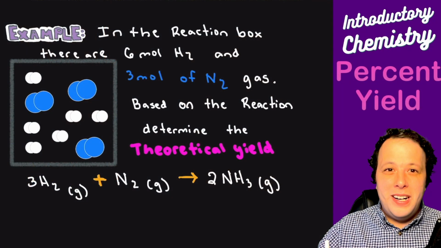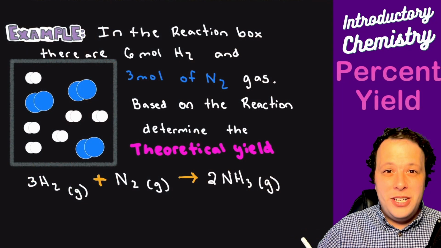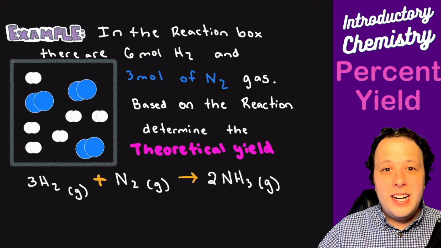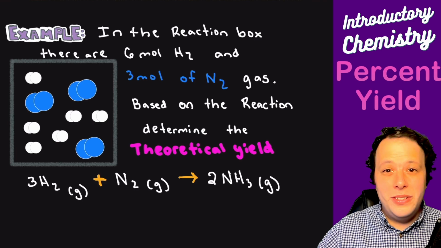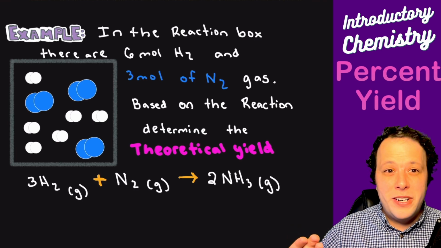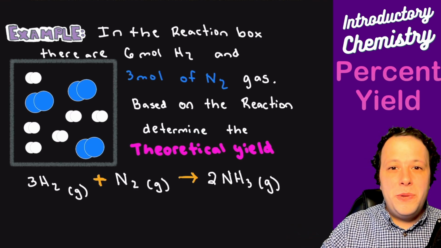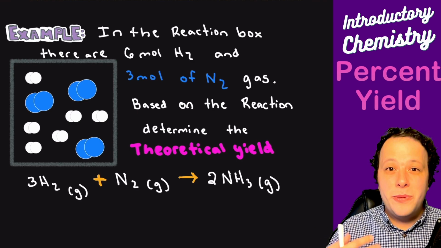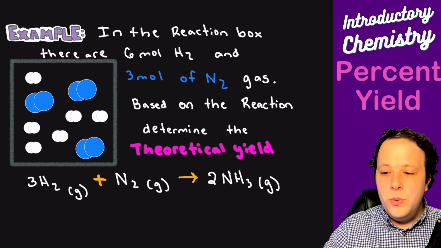In the reaction box, there are 6 moles of hydrogen gas and 3 moles of nitrogen gas. Based on the reaction, determine the theoretical yield based on the following chemical expression. Well, if we were doing this and we wanted to figure out exactly how much ammonia you were going to make, which is your theoretical yield, what would we do?